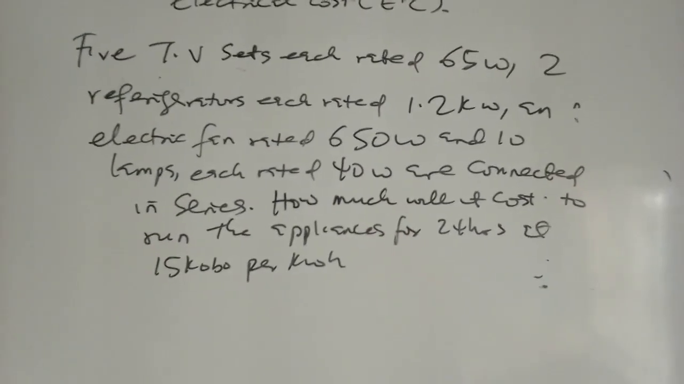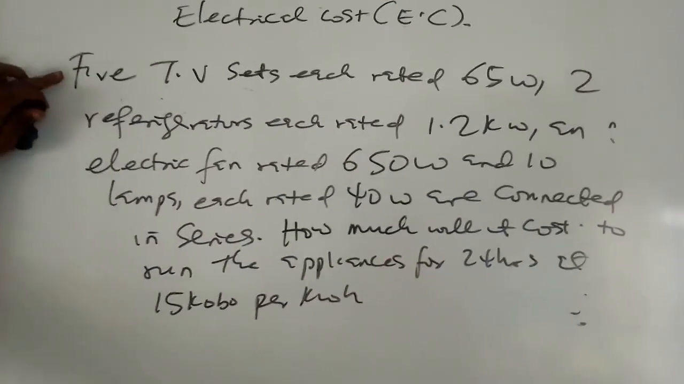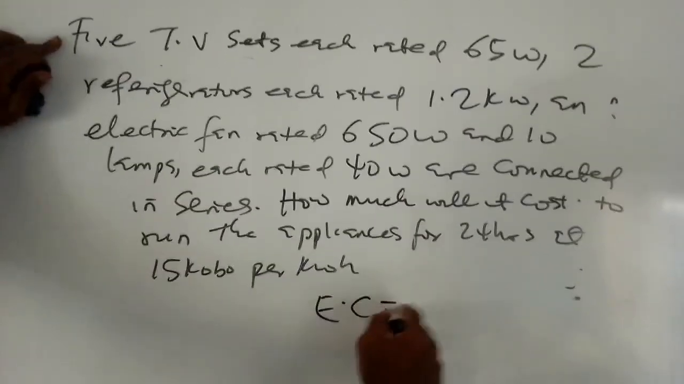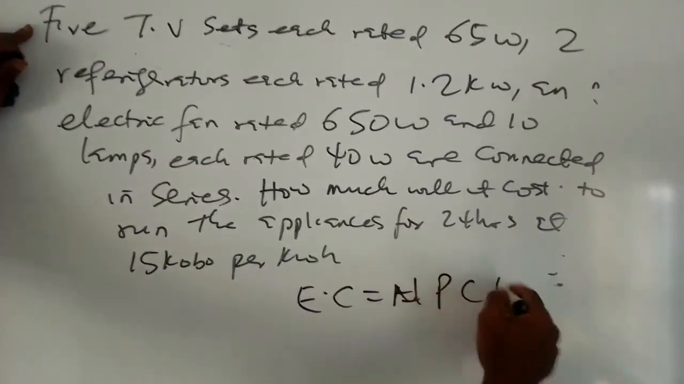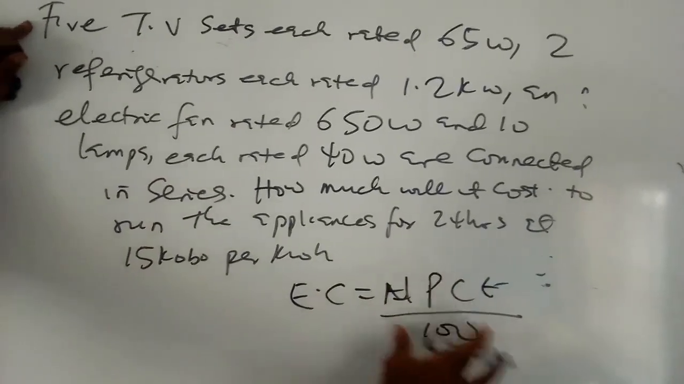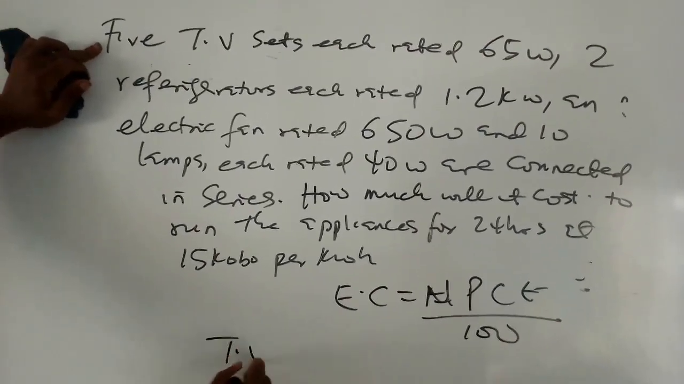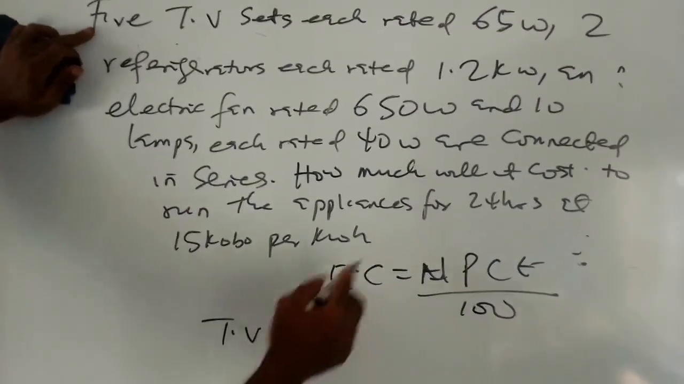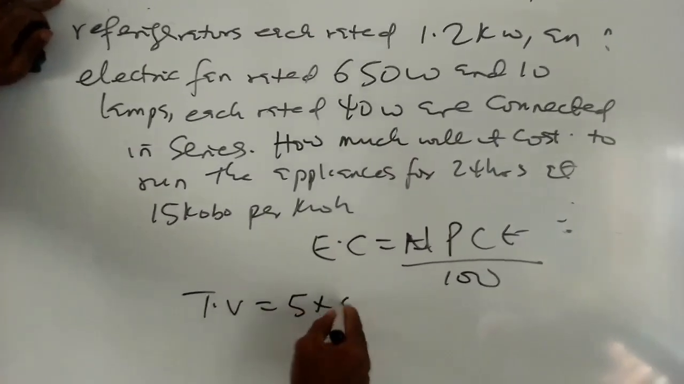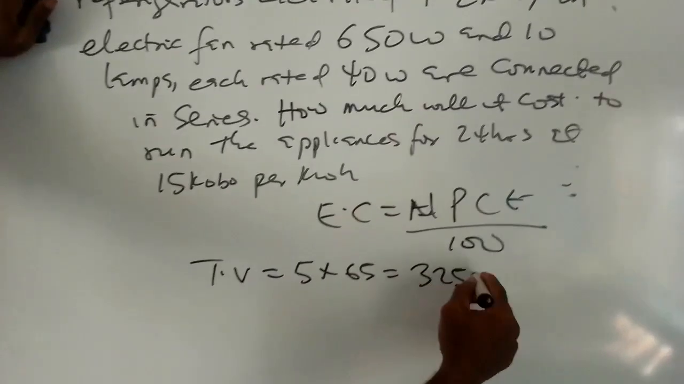To solve this problem, we have 5 TV sets. We have to calculate power first. We need this formula: E is equal to PCT over 100 to express it in Naira, or leave it without dividing by 100 and leave it in kobo. They have TV sets. There are 5 of them, and each of them is rated 65 watts. So total power will now become 5 times 65. That gives us 325 watts from the TV.